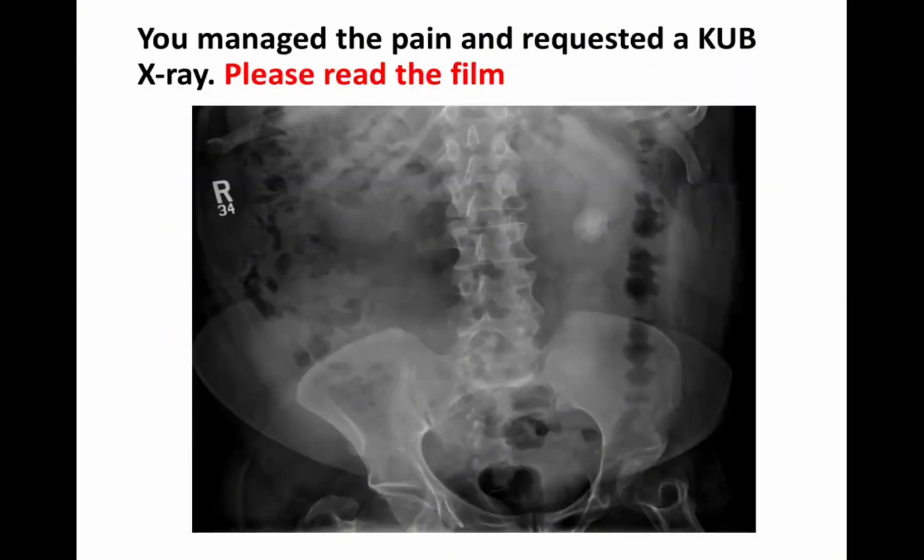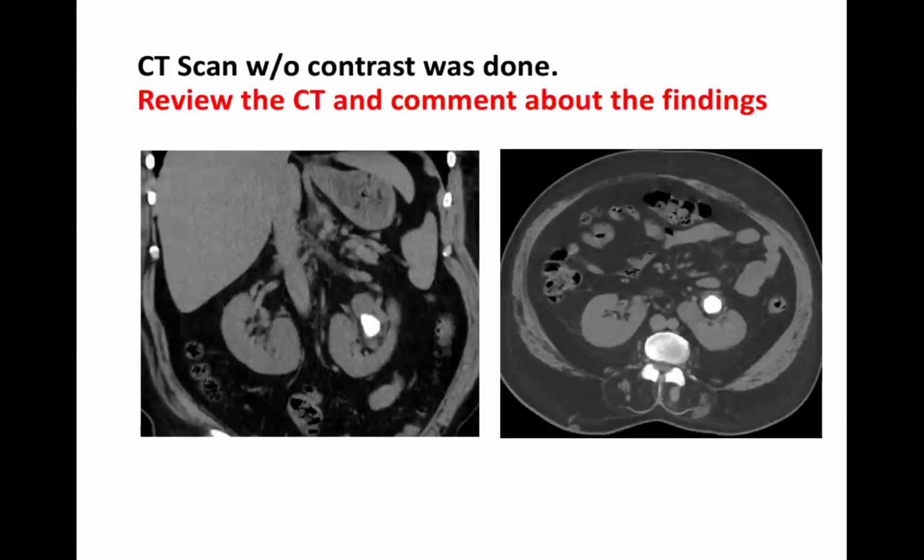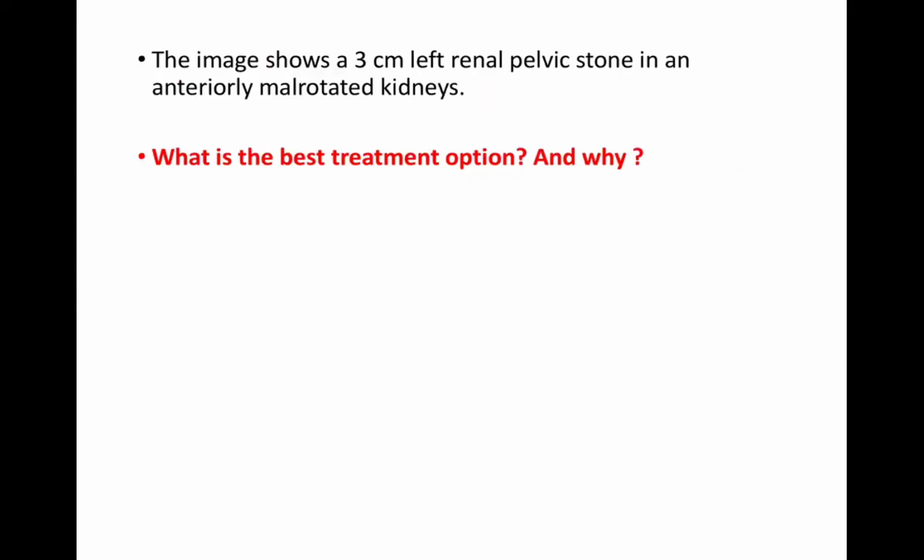You managed the pain and requested a KUB X-ray. Please read the film. What next? A CT scan without contrast was done, please review the CT image and comment on the findings. The image showed a 3 cm left renal pelvic stone in an anteriorly malrotated kidney. What is the best treatment option and why?